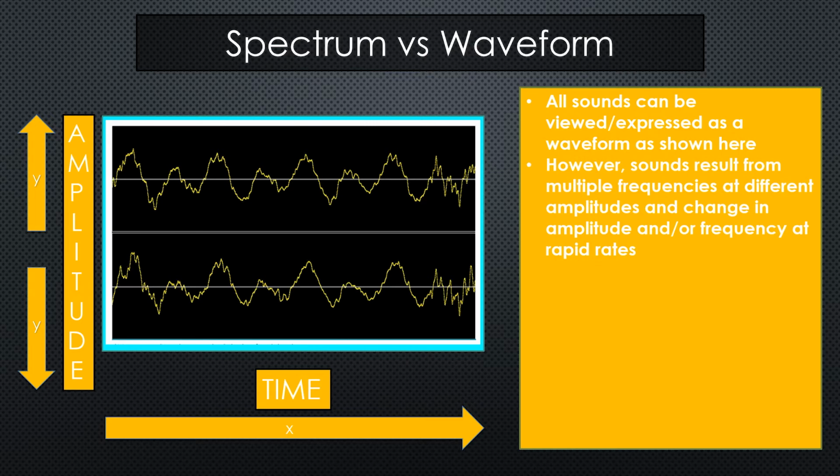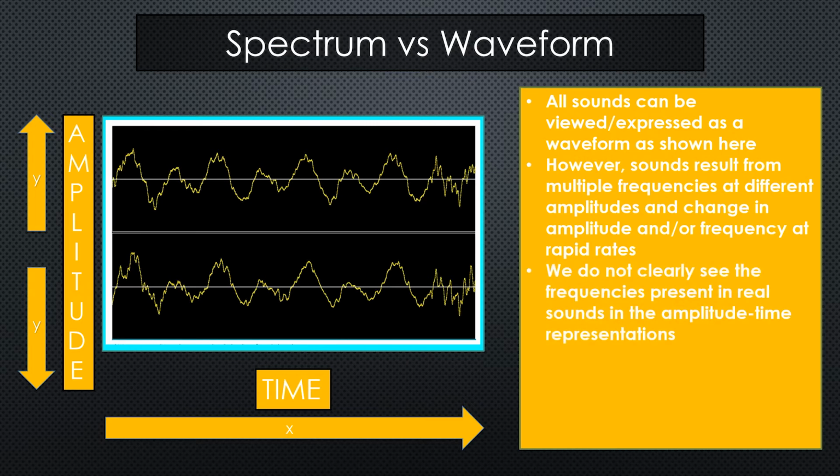And that's because sound results from multiple frequencies at different amplitudes and change in amplitude and/or frequency at rapid rates. So we do not clearly see the frequencies present in real sounds in the amplitude time representations, such as the ones we've been looking at thus far. In other words, this example on the left, if you're looking at this, can you tell me what frequencies are present? Can you go, oh yeah, there's middle C, and oh, there's A4, and oh, there's a low D2? Not really. In fact, no one can do that. If you can, email me. I'd be really fascinated to find out.